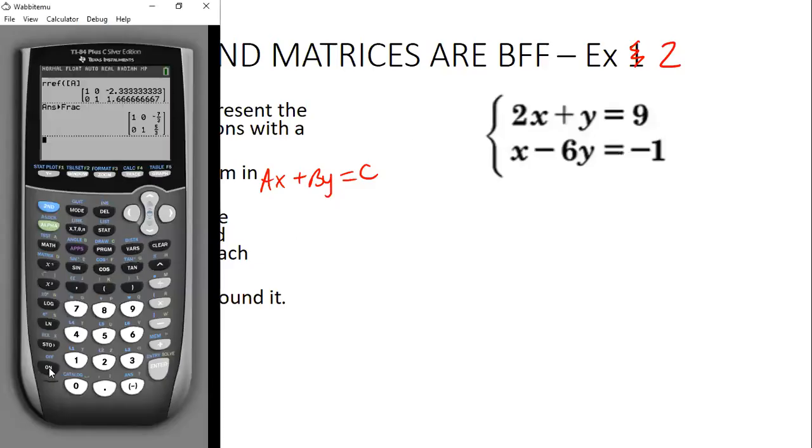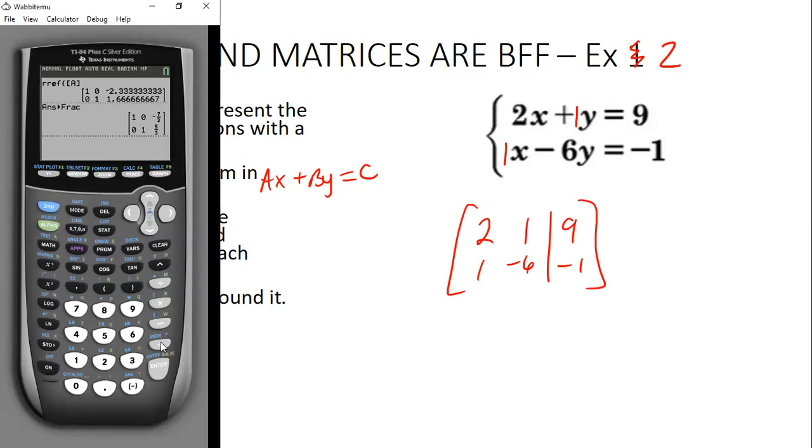Okay, all right, guys. So here, again, creating your matrix. Make sure for your matrix, these are the coefficients from the friendly ones, right? So we have 2, 1, and 9. We have 1, -6, and -1. All right, so then we come over here.